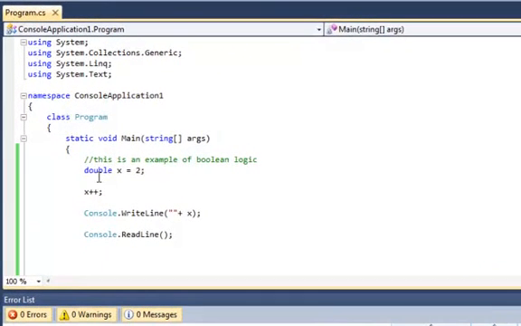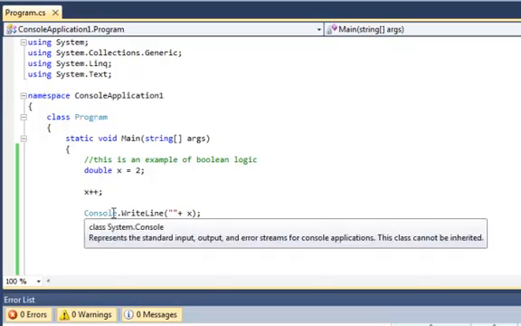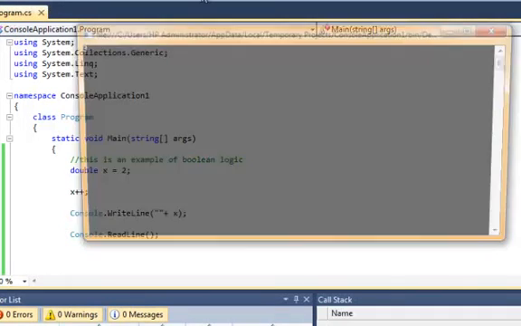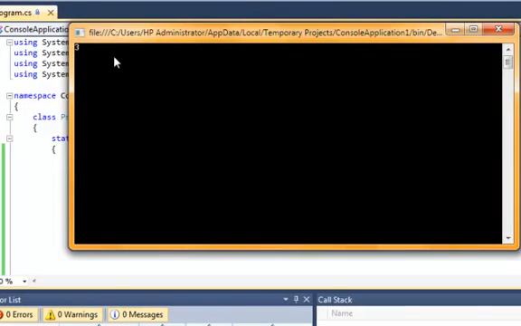So here, I've set up a program that sets x equal to 2. Don't worry about the double and all of this stuff up here. That's irrelevant. Then I have our Boolean logic right here, which says x plus plus, which just adds 1 to x. Then I write out the value of x, and then I pause. So if x equals 2, when I run this program, it just adds 1 to x and gives us 3. Simple enough.